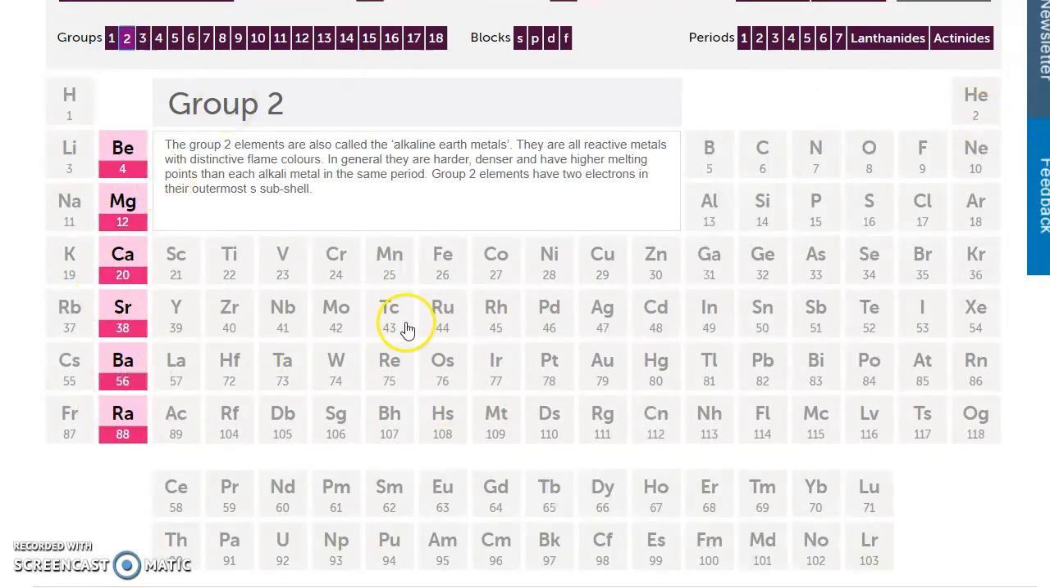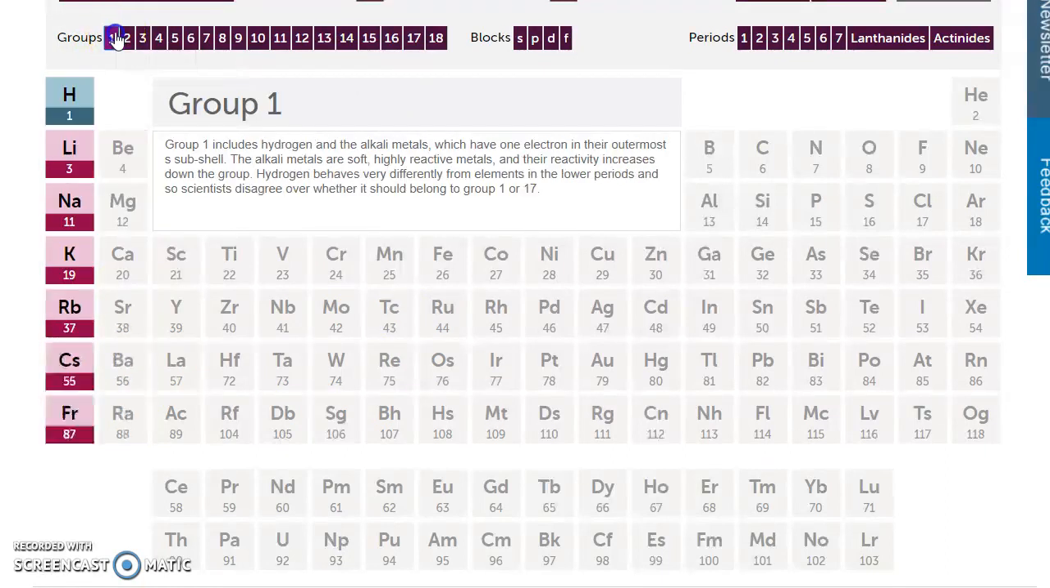Now, atoms will always do the easiest option. So the metals will always give away, because it's easier to give away 1 than it is to gain another 7 and get a full outer shell.